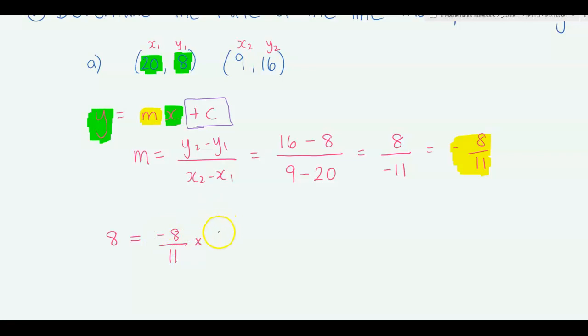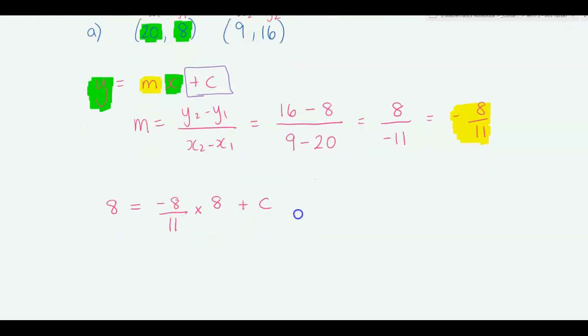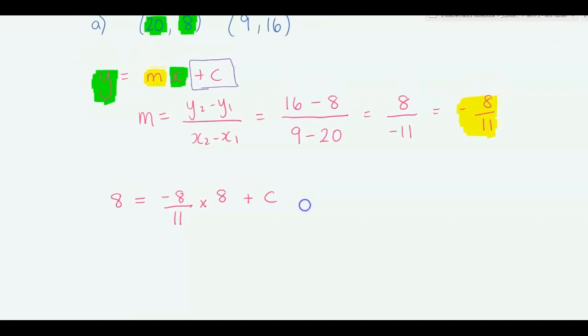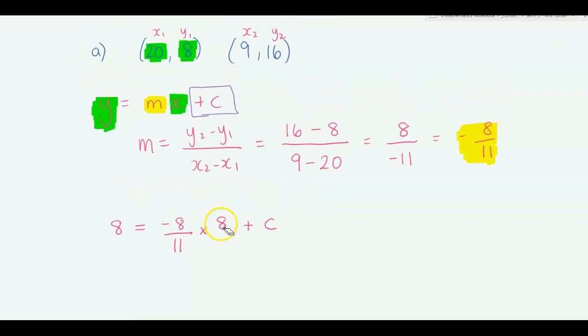Instead of x, I'm going to substitute in positive 8. And instead of c, well, actually c is going to stay like that. Oops, I've done something wrong. I haven't done x, I've done y twice. So can everybody see that I've got my y from my coordinate up here? I've gotten my m from the previous step where we did y2 minus y1. And I've got my x from my coordinate up the top.